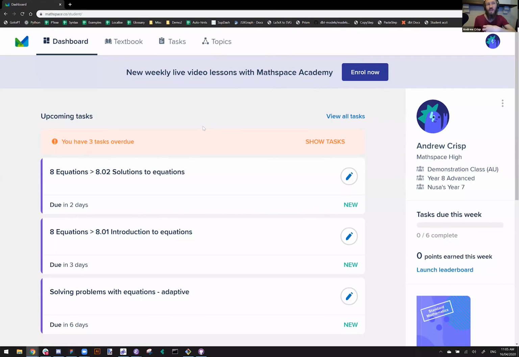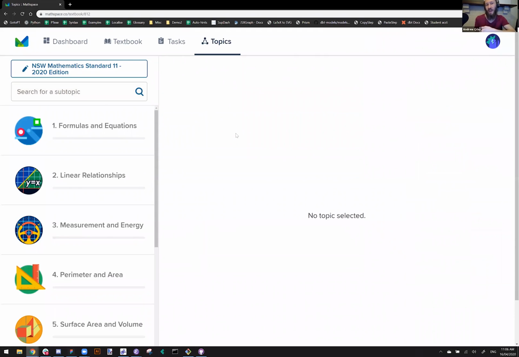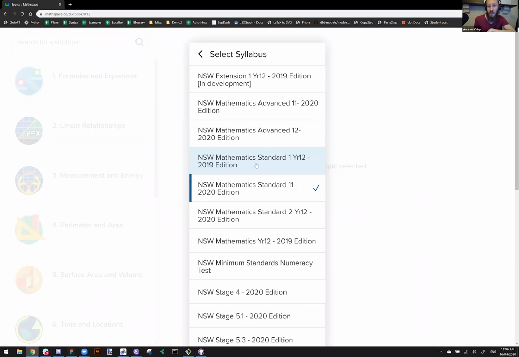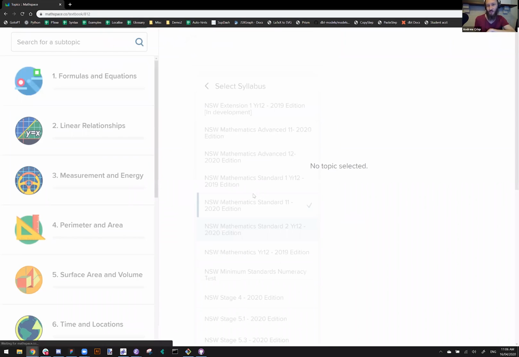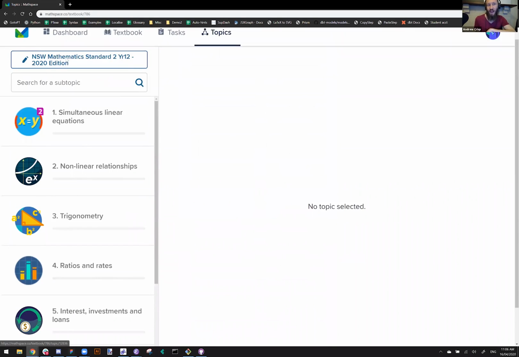But when you're doing your own work, the best place to do it, in my opinion, is over here on the topics page. If you click into topics, you'll see the textbook that you have selected and how far you are towards mastering various parts of it. So right now I can tell that I'm looking at New South Wales Math Standard 11. I don't want Standard 11, I want Standard 12. We're in year 12 now. So then we go Australia, New South Wales, and then New South Wales Math Standard 2 year 12. So I'll do that one more time.